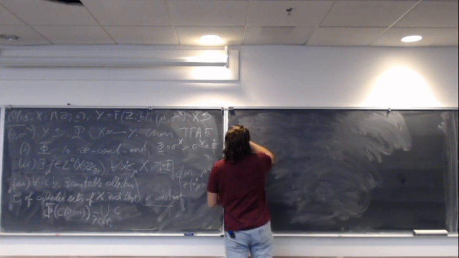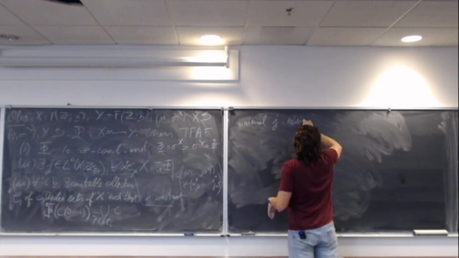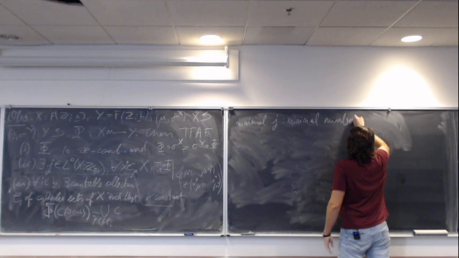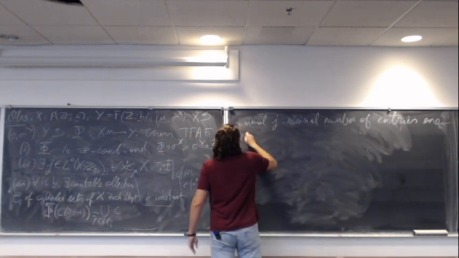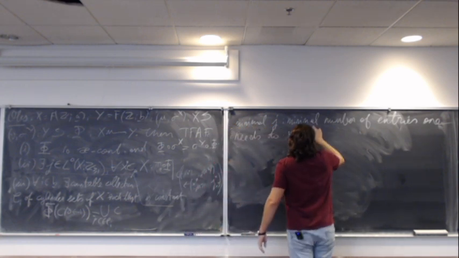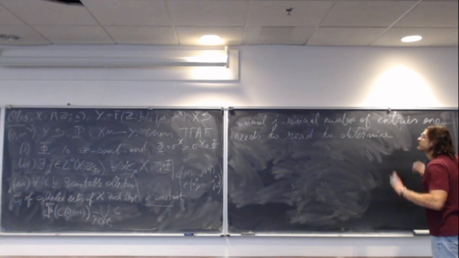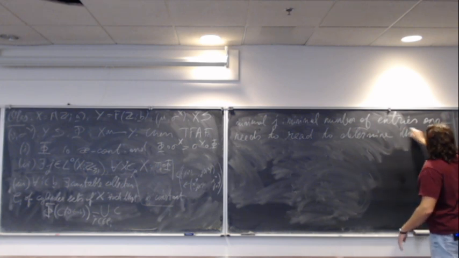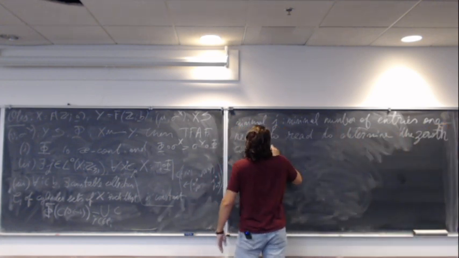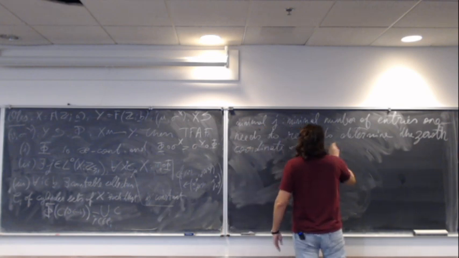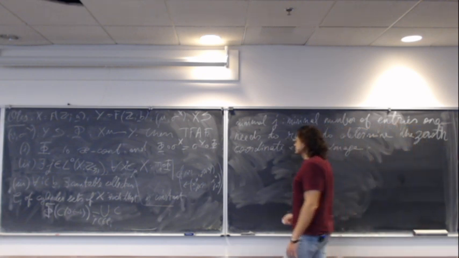So J tells you, the minimal J is the minimal number of entries one needs to read to determine the 0th coordinate of the image. And let's call this minimal J the coding length function.